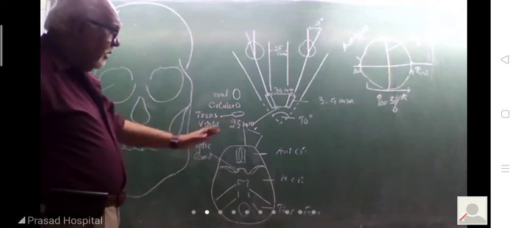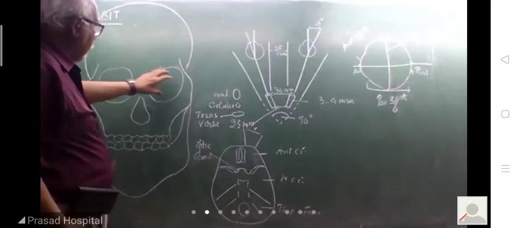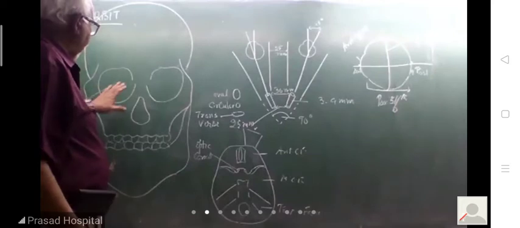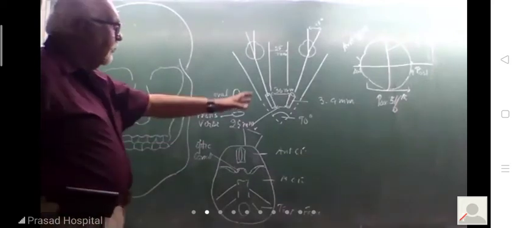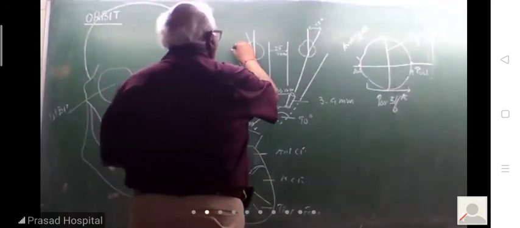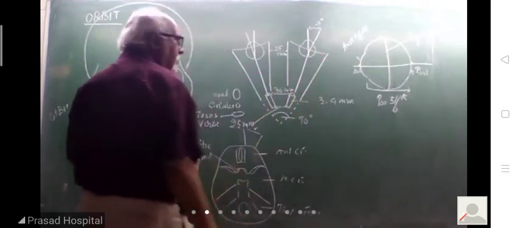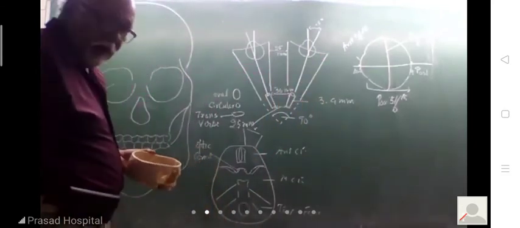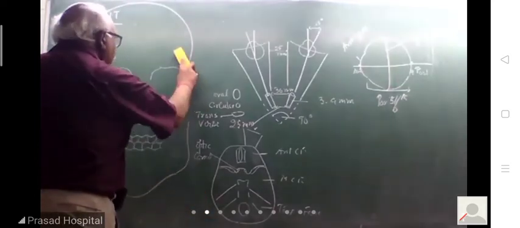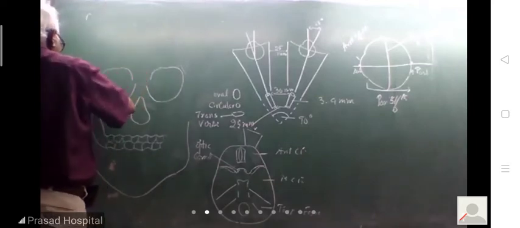What I'm just trying to tell you is that these bony sockets, which are two in number, are pyramidal in shape, having a base and an apex. The base is this, the apex is this. I have just got this one so that only the orbital cavity is visible.